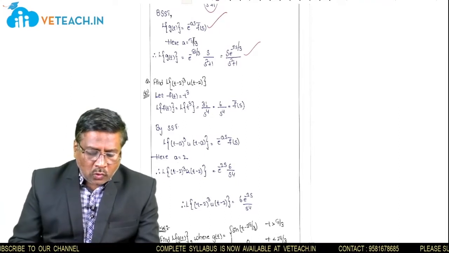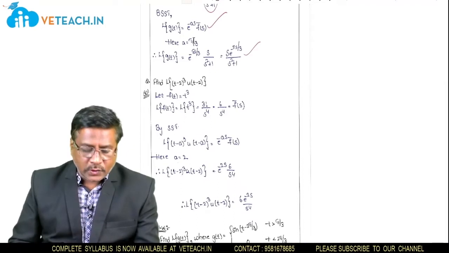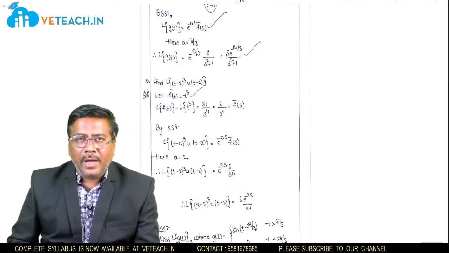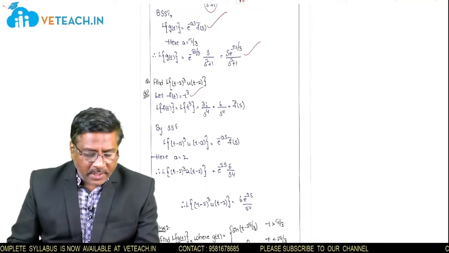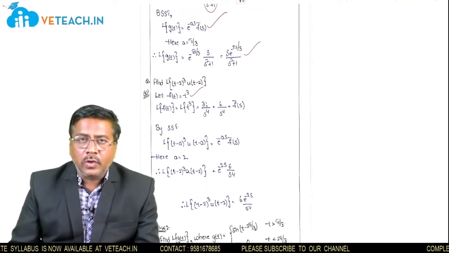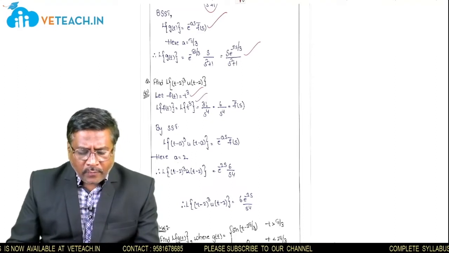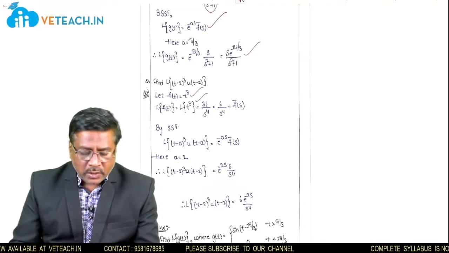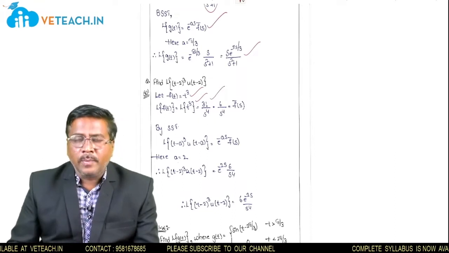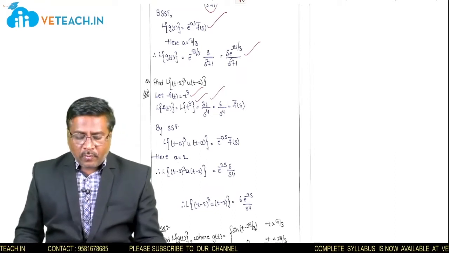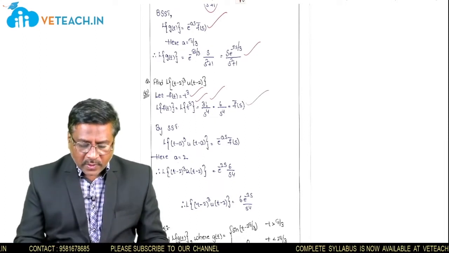t minus 2 whole cube into u of t minus 2. So we can choose the function f of t is equal to t cube, other than the unit step function. Taking the Laplace transform on both sides, L of f of t is equal to L of t cube, which should be very familiar to you. L of t power n is n factorial by s power n plus 1, that is 3 factorial by s power 4, which is F of s, we have to assume.